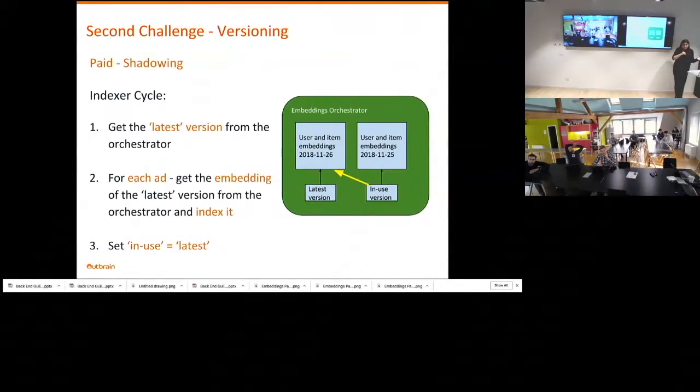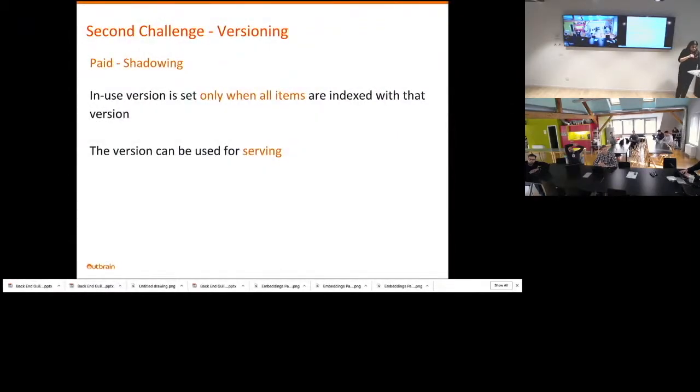The last step, after the cycle is finished and all the data was indexed for our ads, is that we set the in-use version to be the latest version. So we're making sure that from now on, this is what the serving layer will use, and the flip is happening. Basically, now this version is in use, and we can use it in serving time.